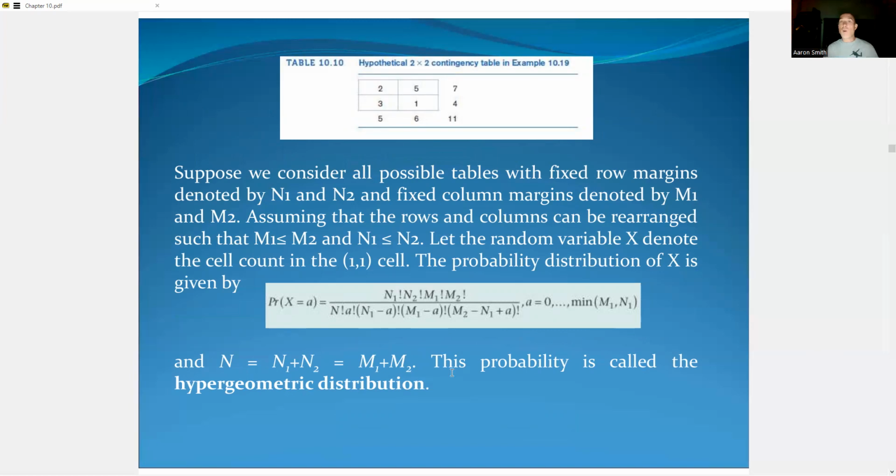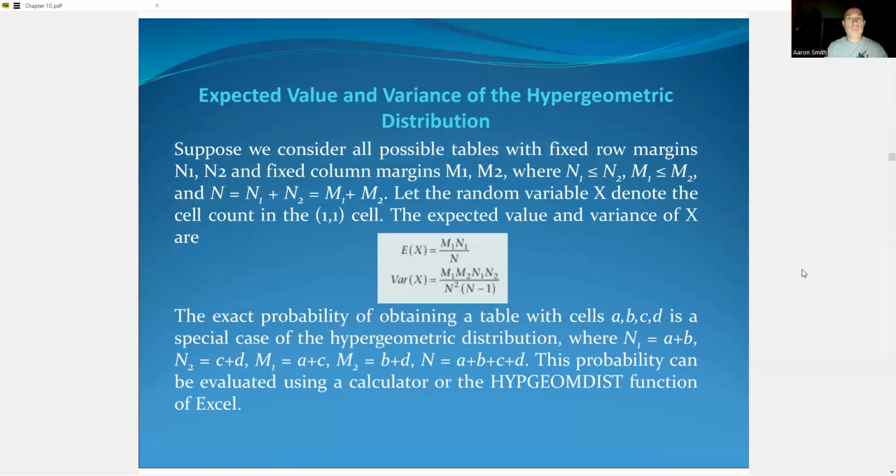Now R will do this very quickly for us. In fact, by hand, the presentation of this probability distribution only applies for the 2x2 case. R will handle Fisher's exact test for larger table sizes, but there's a catch in that the computation time greatly increases if it's greater than a 2x2. All right, so using the hypergeometric distribution, we can get the expected value and the variance, like that.